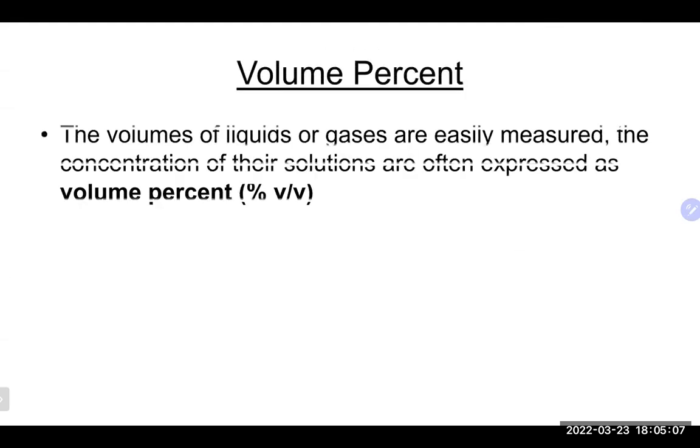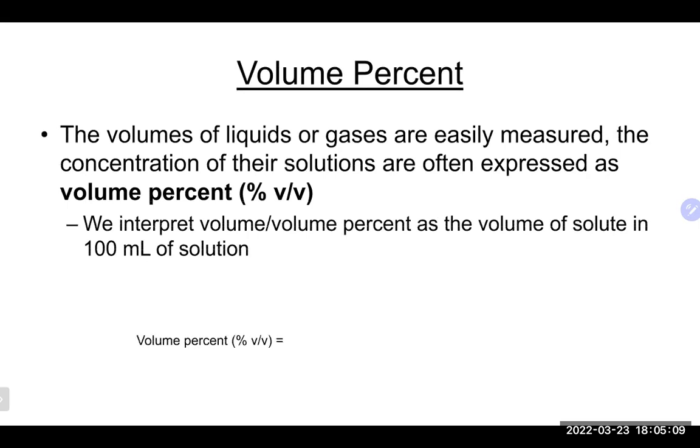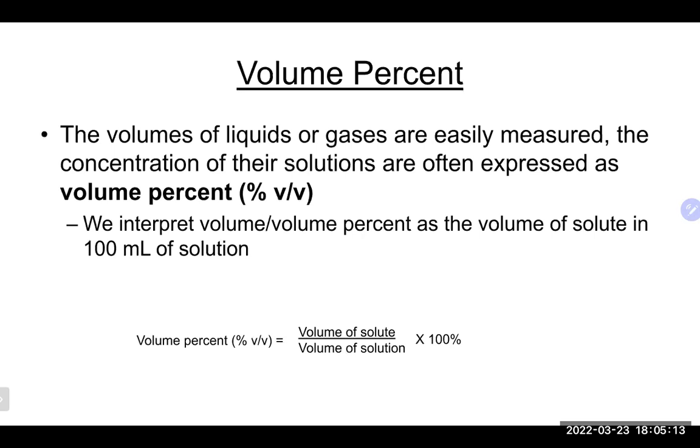All right, so that is mass percent. There are also a couple of other percent concentrations that we commonly use for solutions. One is sometimes referred to as volume percent, like in alcohol, percent by volume. It's sometimes abbreviated percent volume to volume, or V to V. And this is the volume of the solute over the volume of the solution times 100%.